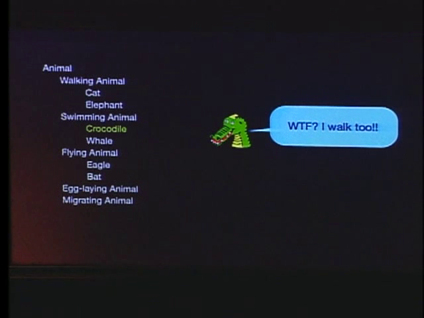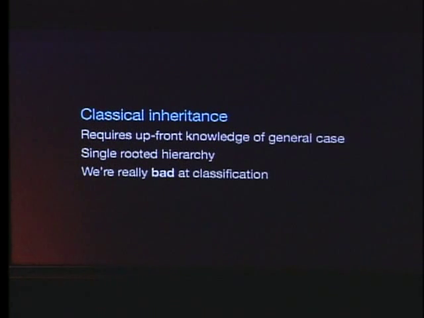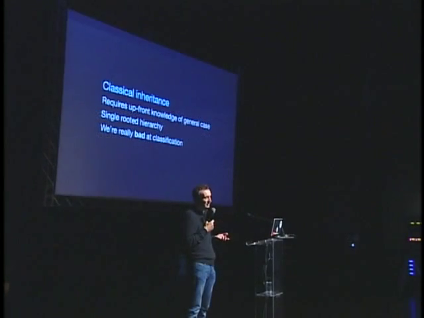But with classes, you can only inherit from one thing. And then the duck comes along, and the duck actually fits into all of these categories. So the duck can't deal with classical inheritance. To summarize the issues with classical inheritance, it requires upfront knowledge of the general case. In other words, you start with the abstract superclass. You may really know nothing about it till you know what all your concrete classes are going to be, so it's hard to work that way.